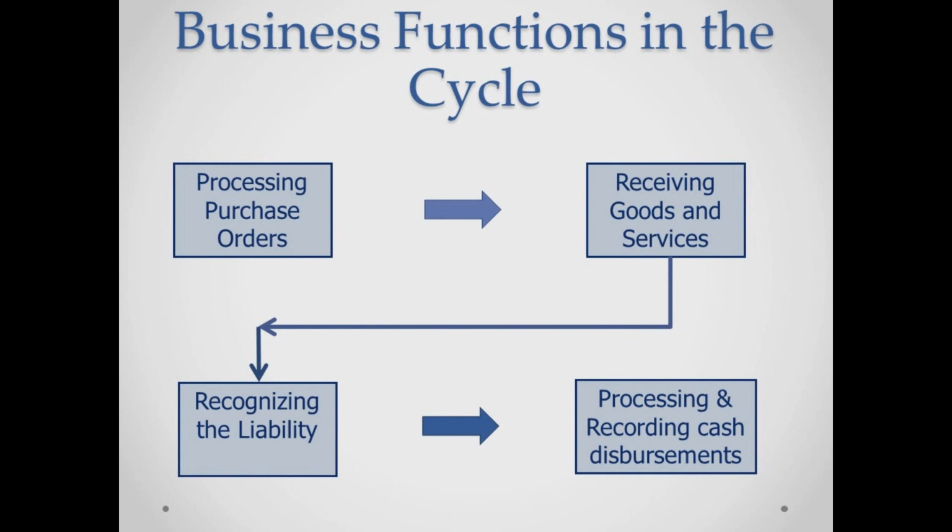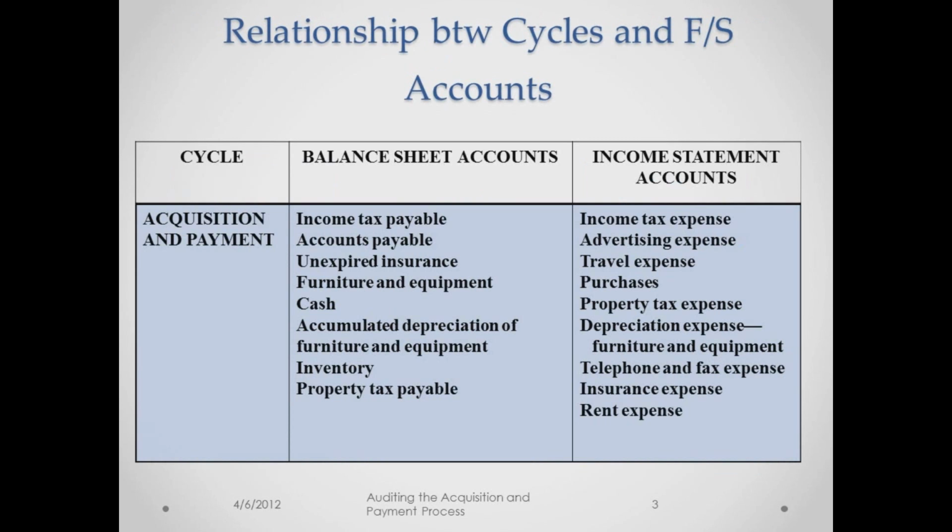So you have purchasing, processing of purchase orders, receipt of goods and services, which then recognizes your liability, accounts payable, and then you process and record the cash disbursements to satisfy the liability when you pay it. Right? So those are your major functions in that cycle.